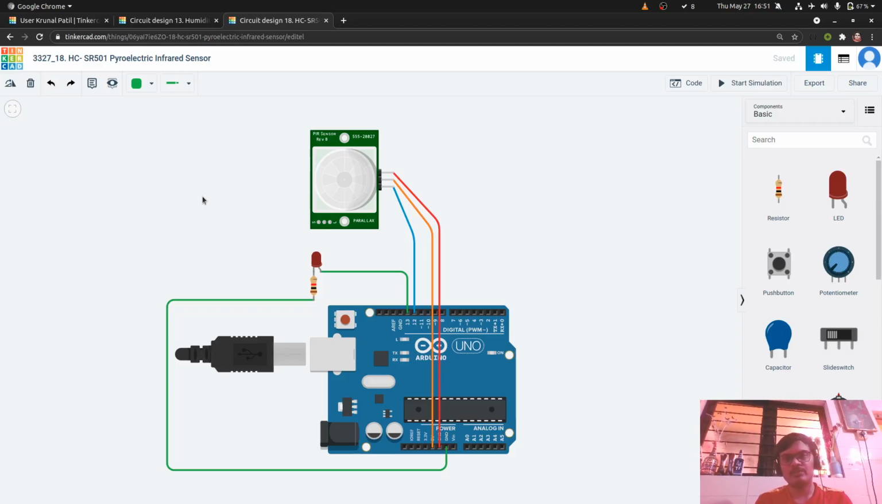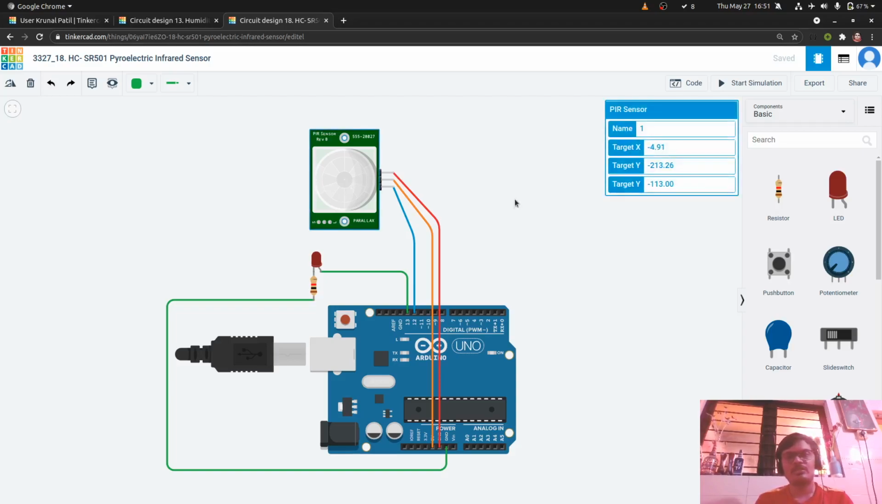What we do here is we determine whether the object is moving or not using the PIR motion sensor. The components used are the PIR motion sensor, the Arduino, an LED light to display the output whether the object is moving or not, and one resistor.